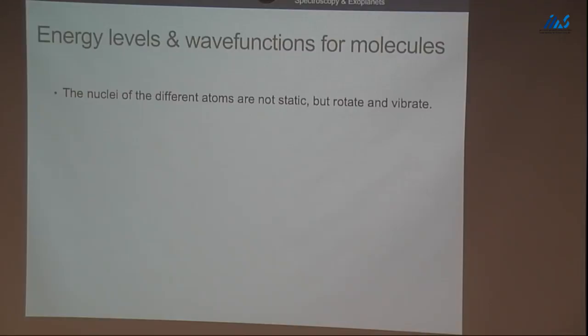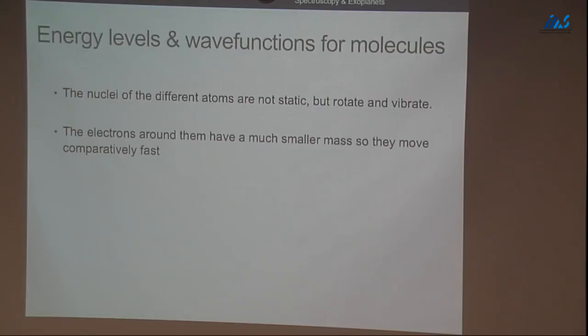Okay, so if we're considering a molecule, of course, apart from the electrons, we also have the nuclei. And the nuclei of the atoms which compose the molecule are not really fixed and static, but actually they move. In particular, they rotate and they vibrate. The electrons around them, of course, have a smaller mass. And so they clearly move much faster.